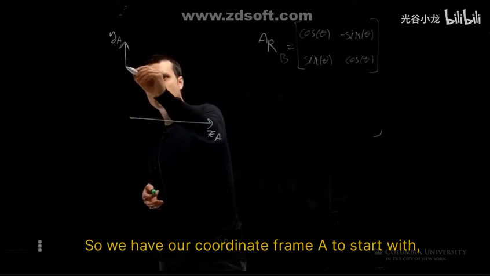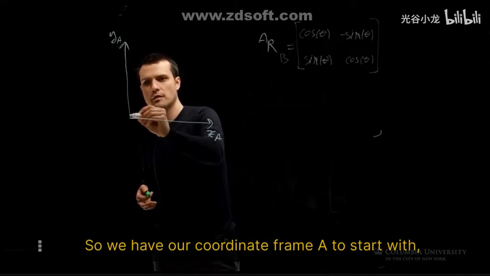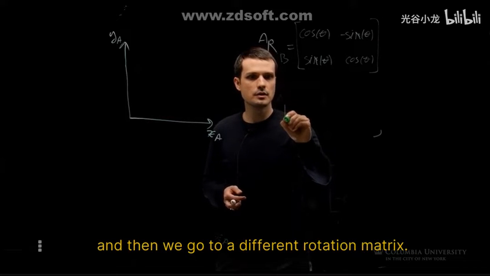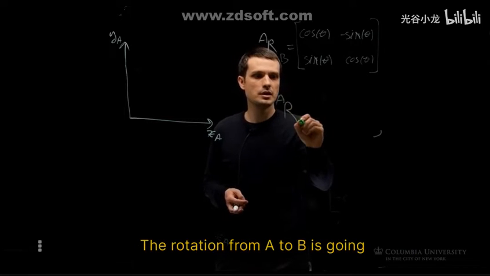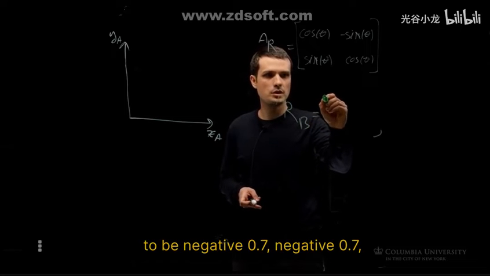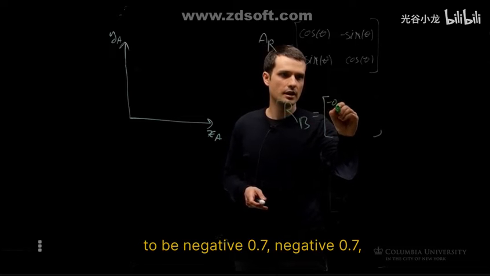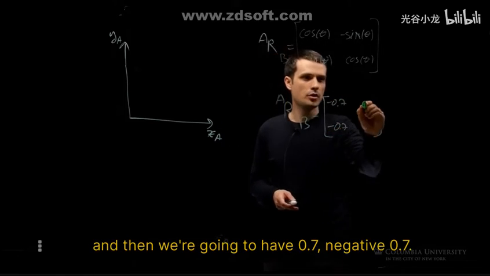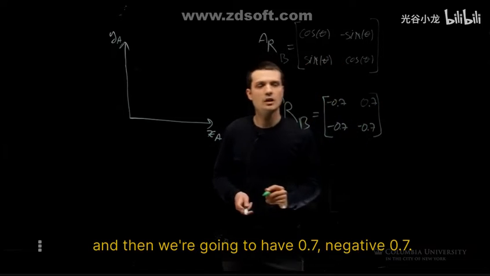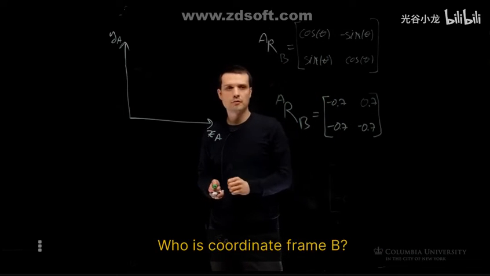So we have our coordinate frame A to start with. And then we get a different rotation matrix. The rotation from A to B is going to be negative 0.7, negative 0.7, and then we're going to have 0.7, negative 0.7. Okay? Who is coordinate frame B?